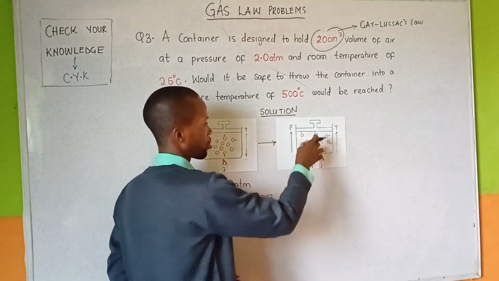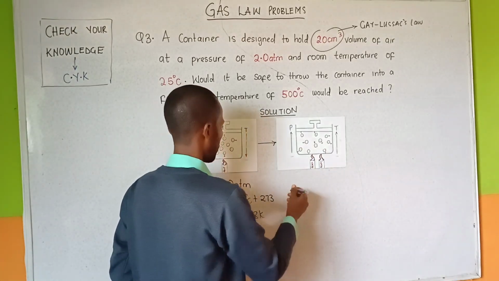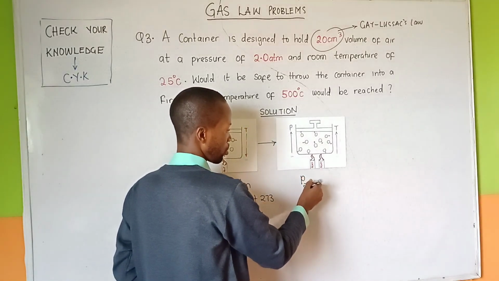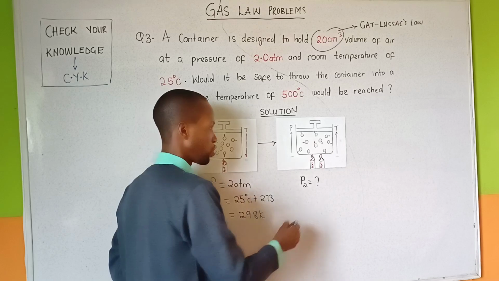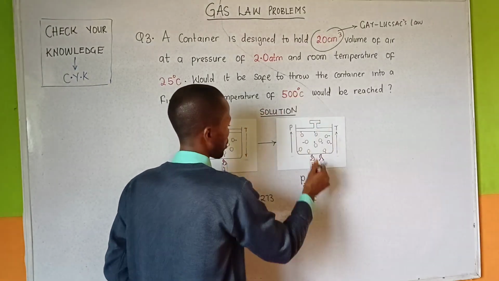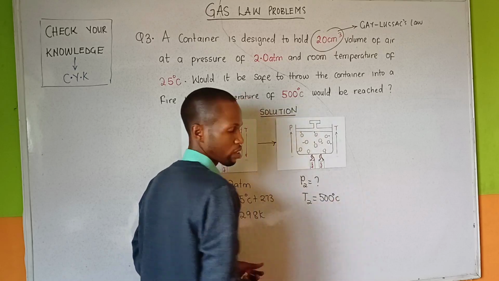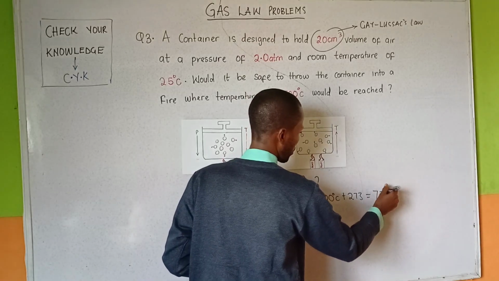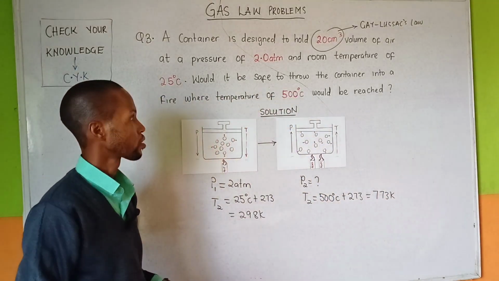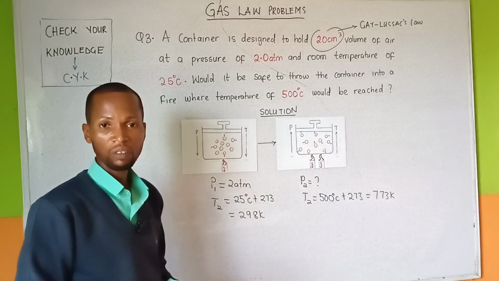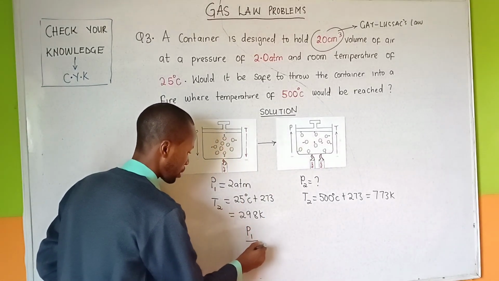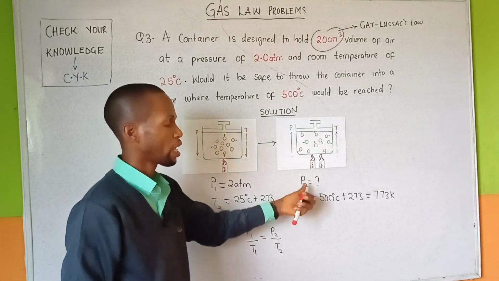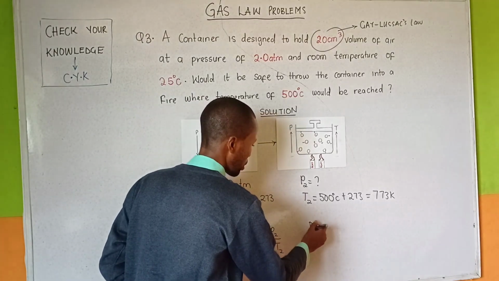After the change, we have an increase in temperature, which will result to an increase in pressure. But the pressure is not given in the question. So we have P2 unknown. T2 is given as 500 degrees Celsius. So when we add 273 to it, we have 773 Kelvin. Okay? The mathematical expression for the Gay-Lussac's law is P1 over T1 equals P2 over T2. Here we are to find the P2. We make P2 the subject of the equation.